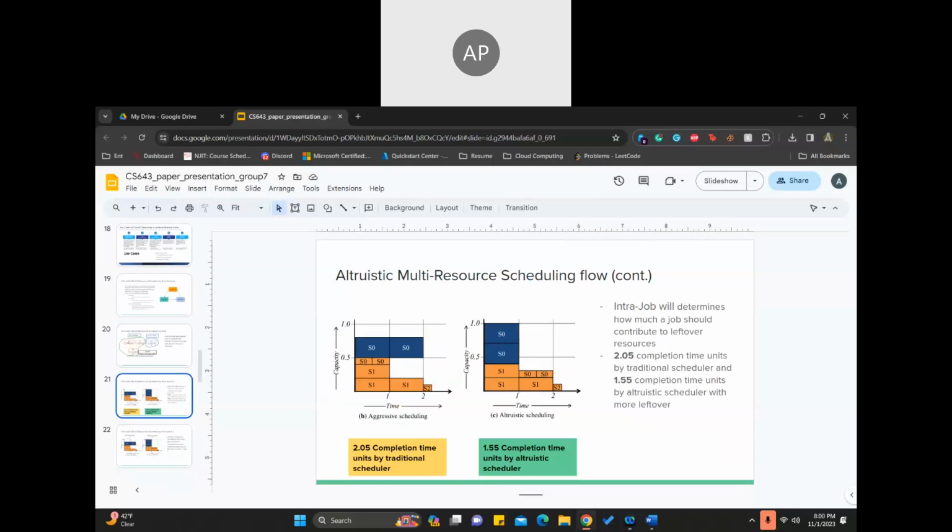Then the intrajob will determine how much each job should contribute to leftover resources. In this case, we can see that the traditional scheduler takes 2.05 completion time units versus 1.5 completion time units by the altruistic scheduler with more leftovers. So we clearly see that completion time is more efficient with the altruistic scheduler.